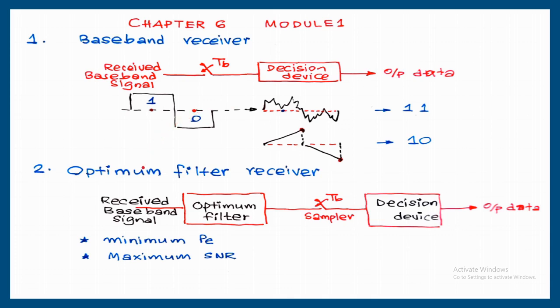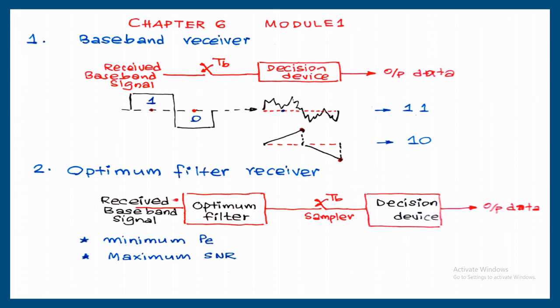So topic 2, optimum filter receiver. I am using an extra filter. The word used is filter, that is, it will remove some noise or it will remove that error. That is why it is known as a filter. So with the addition of this filter, we are able to get minimum probability of error. Then we are going to study more about this filter.